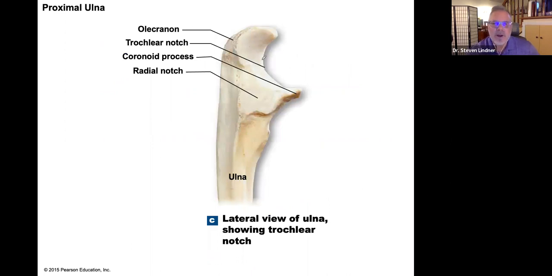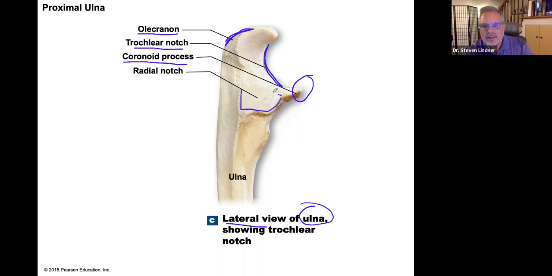Let's look at the proximal ulna. So this is the ulna. We're looking at it from the side, or the lateral view. So here in the front, that's the coronoid process. In the back, here is the olecranon process. Here in the front, that's the trochlear notch. And then here, that is the radial notch.